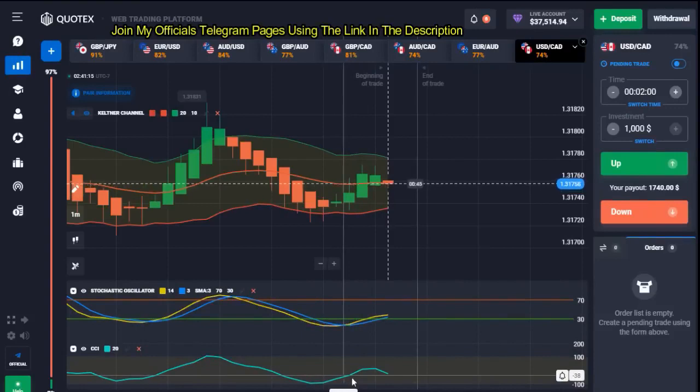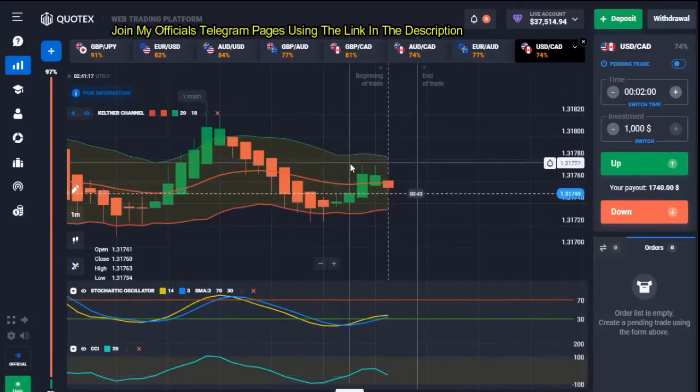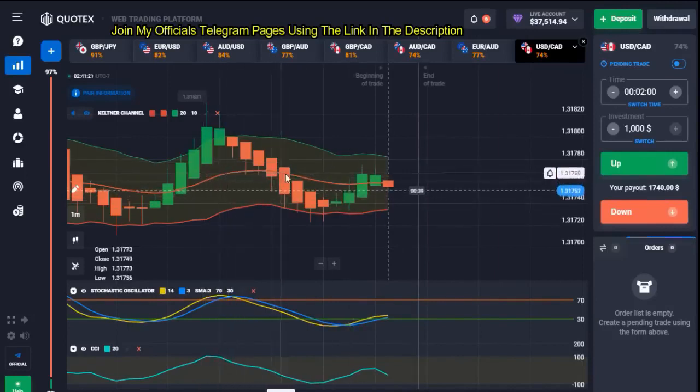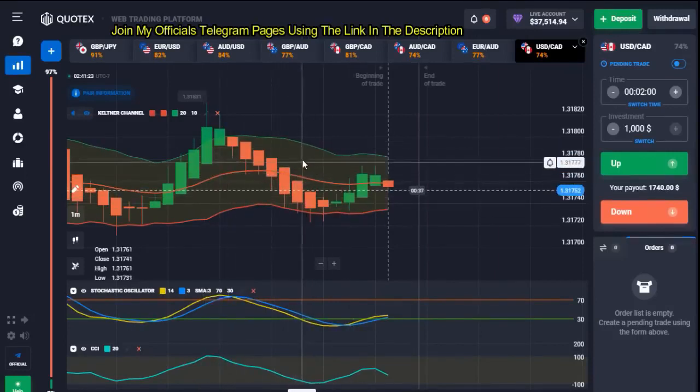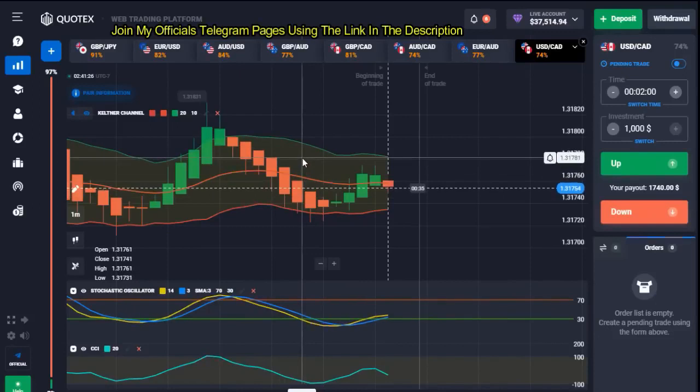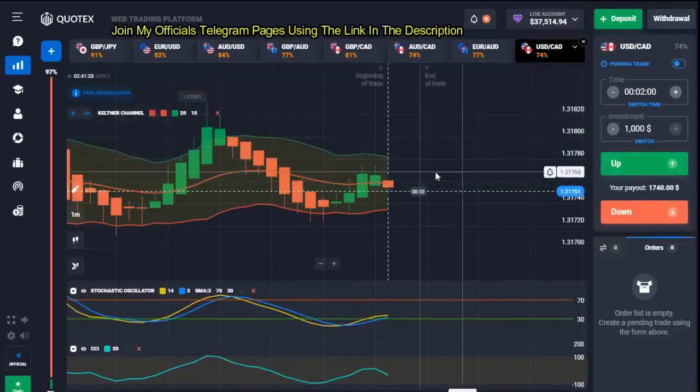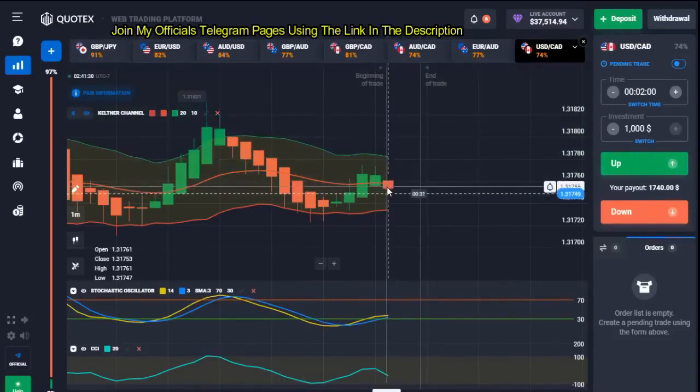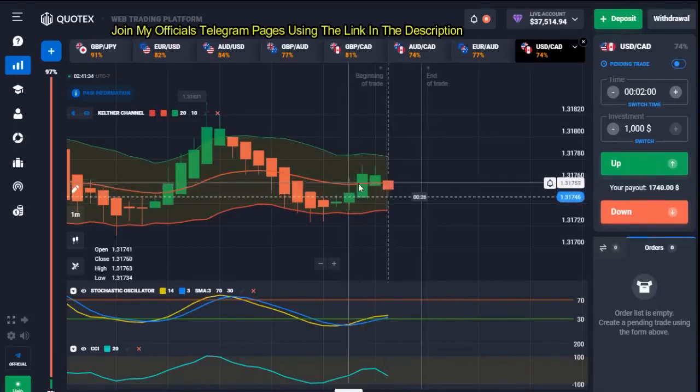And the reason why we are using the Keltner channel is to see that the middle line here is actually a bridge between up and down, between the support and the resistance. So always make sure that if you are taking a trade to go down, you have this: the candle you are placing your trade on must have a large space between it and the middle line.